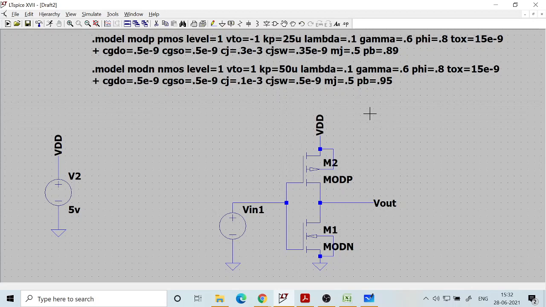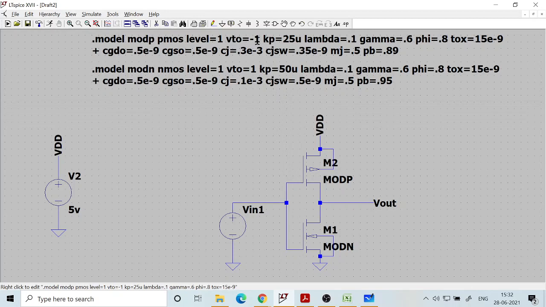Okay, so this is similar to what I have made in the last class. So we have a source which is supplying 5 volt. One point I have marked as VDD, and that VDD I am connecting to the supply voltage, and then I have an input source. Last time we did a DC analysis. Now these parameters which I have given here, I have explained it all in the last class.